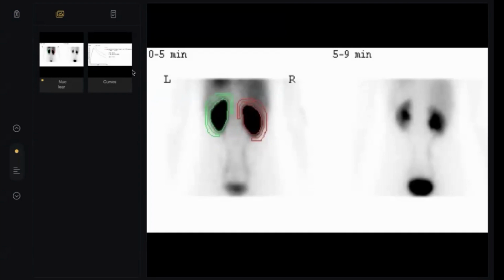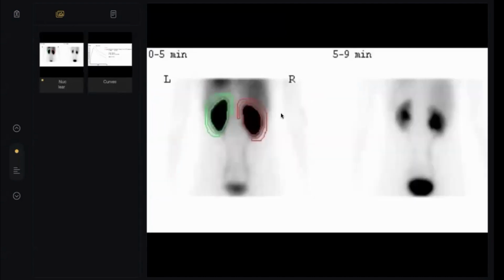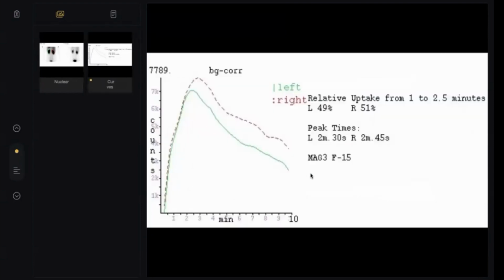Okay. If I show you this curve, is this dynamic or static? This is dynamic. Excellent. What's the type of tracer? MAG3. Excellent. Look at the curve first, because we are still at the beginning. Do you think there is any big difference between right and left? See, this is the left, the green one. This is the right. Do you think both curves are different or overall similar? They look to have a similar pattern. Excellent. They take about the same time to peak, just that one peak is higher than the other.